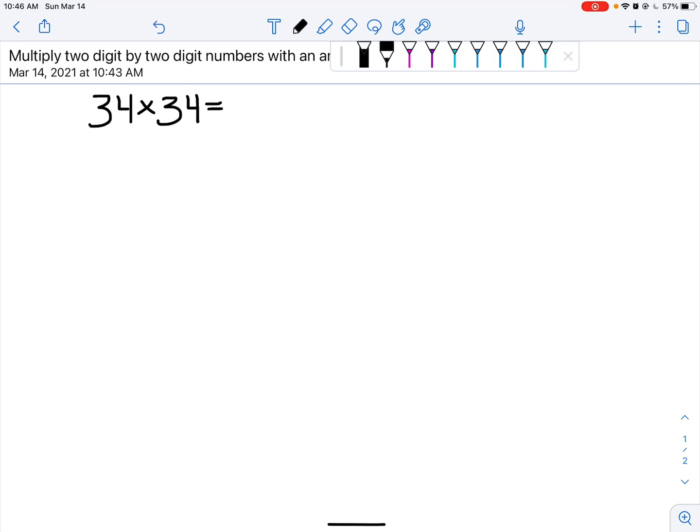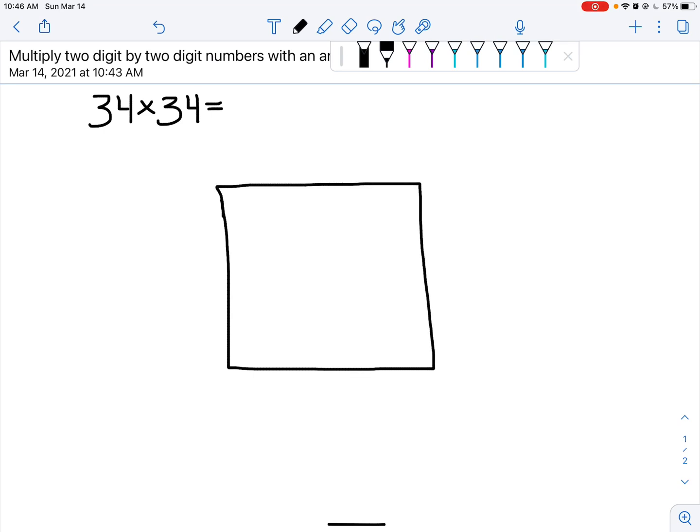We are going to continue to use our area model. So the first thing I'm going to notice is that I'm multiplying 34 times 34. That means equal side lengths. I'm going to draw a square in this case because our side lengths are the same. Okay, so the first thing I'm going to do is simply label my sides. I know I've got 34 and 34.